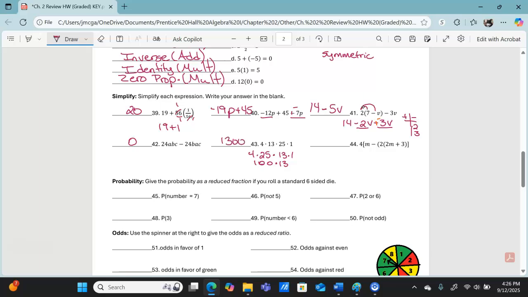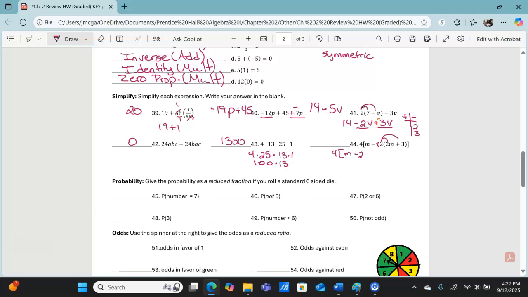Here, 4 outside I can't do anything with. And it looks like I'm missing a parentheses there. Or I have an extra parentheses. I have an extra parentheses. That's not there.